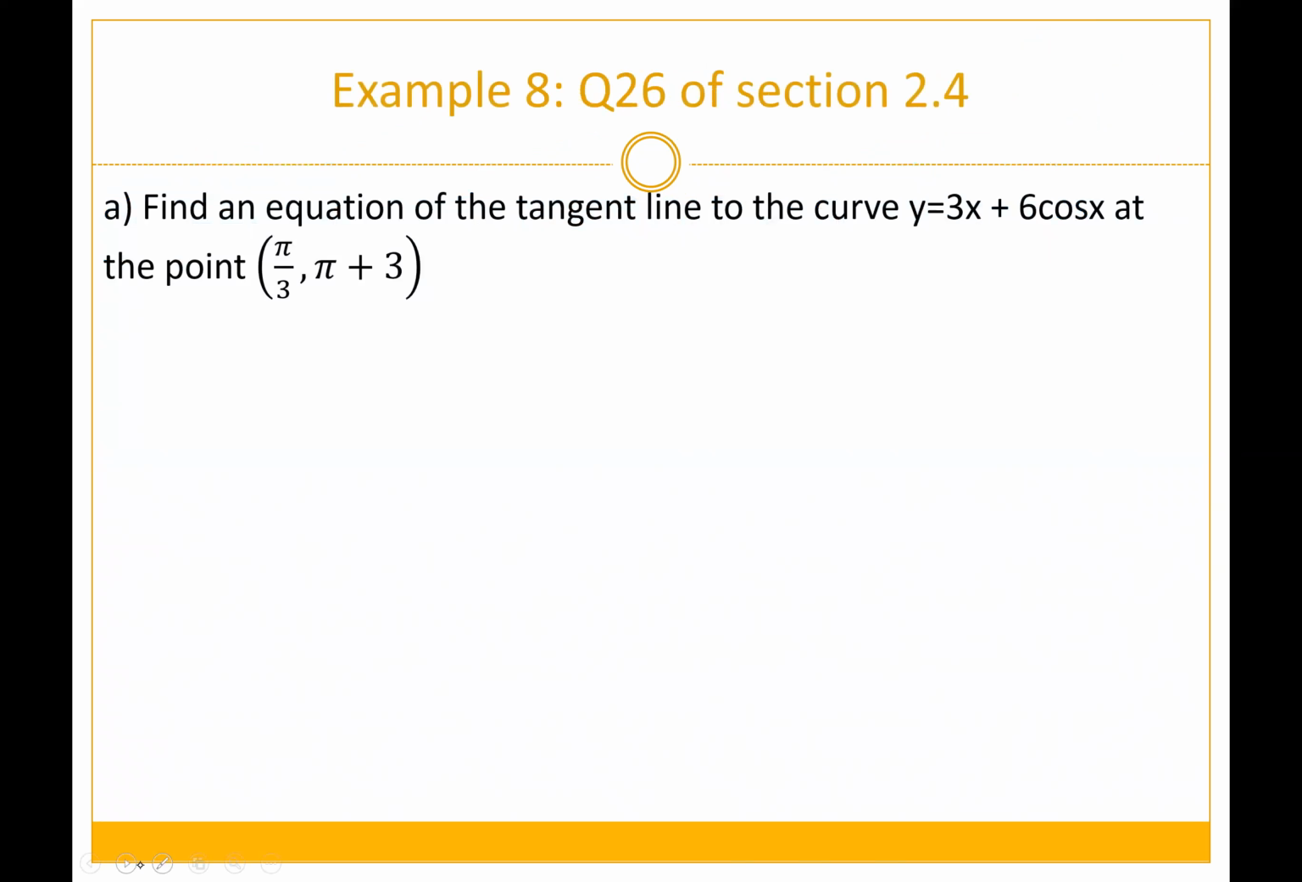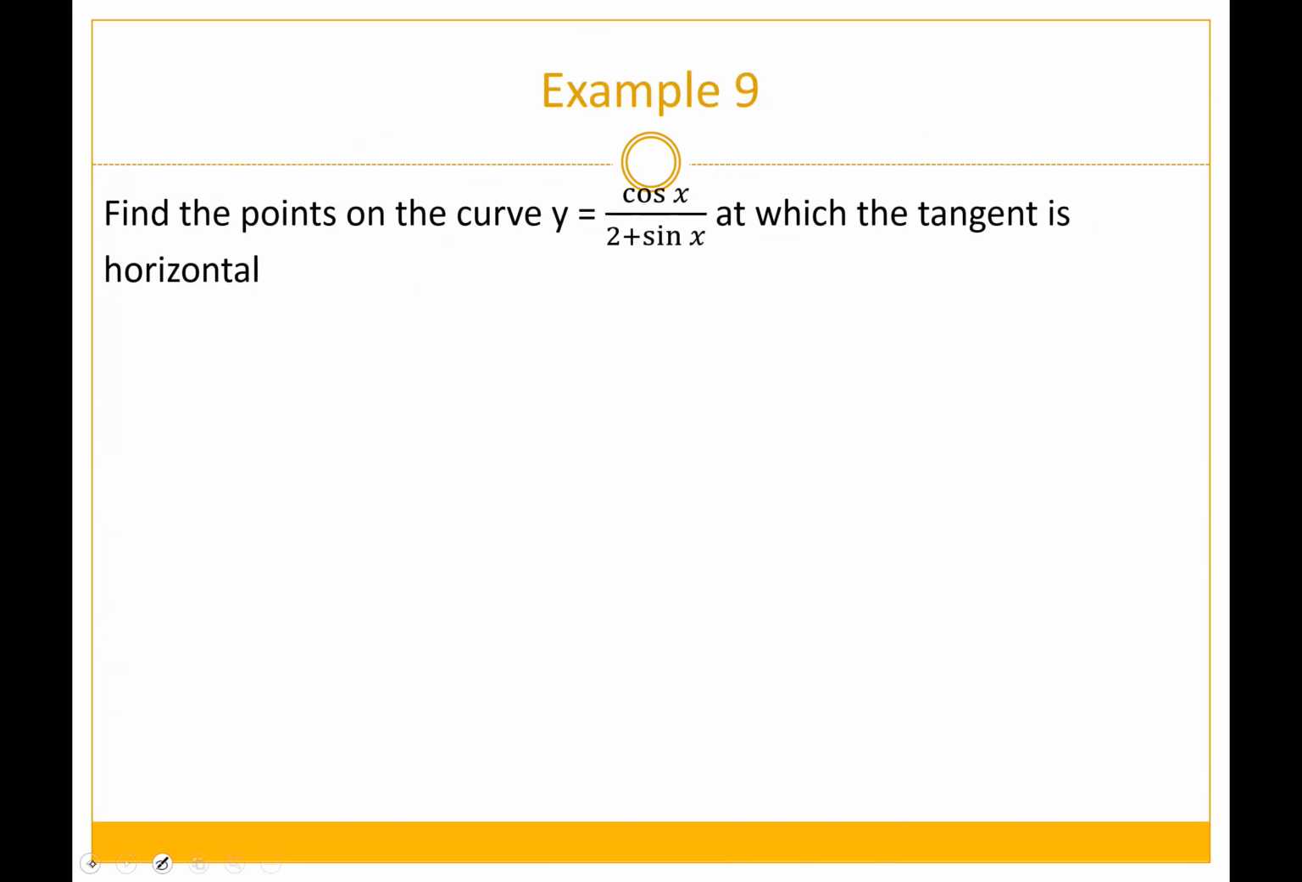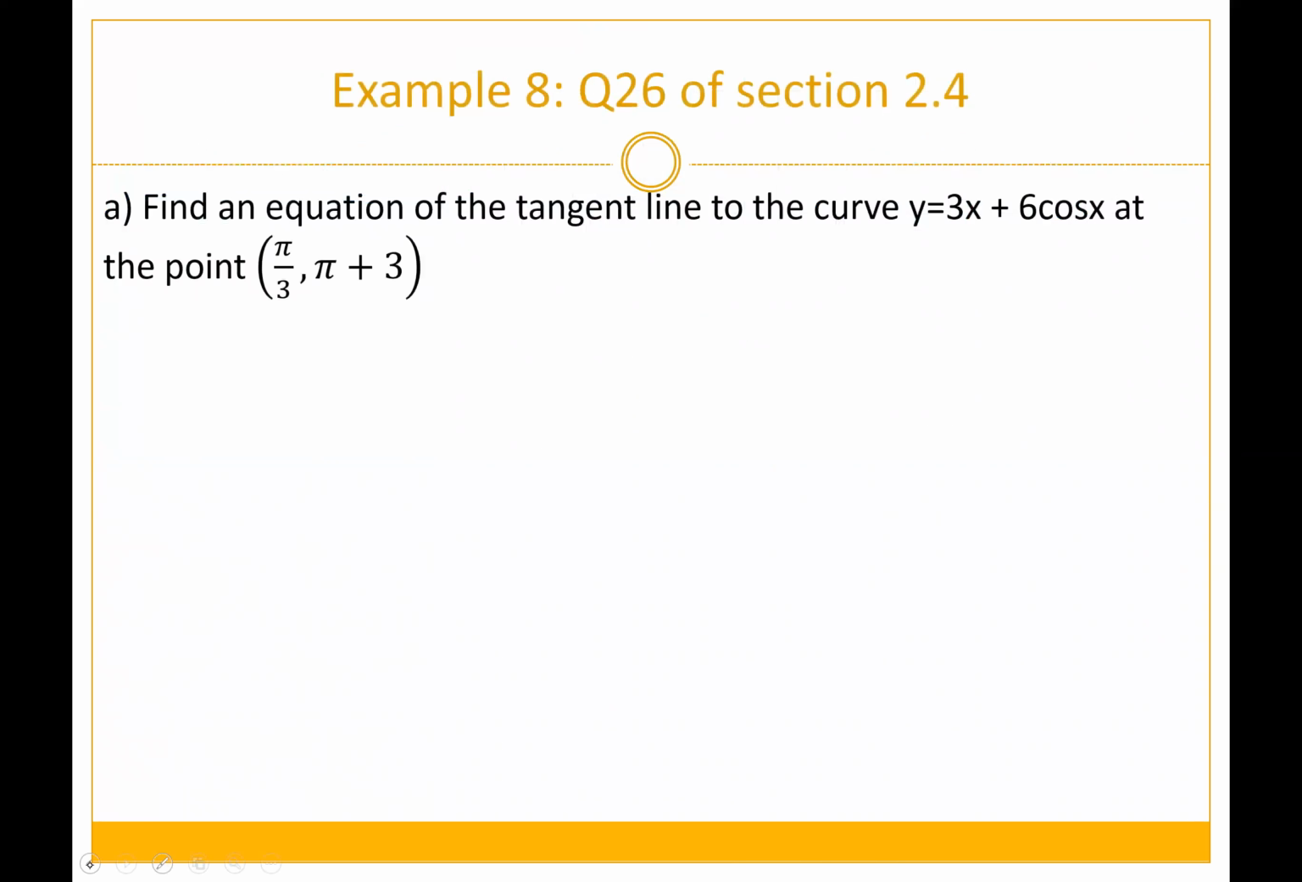Now we're going to go to examples. I remember I only have 2 examples for this, and then we have practice problems. Okay, example 8. It's question 26. It's asking us to find an equation of a tangent line to this curve, y equals 3x plus 6 cosine x, at the point pi over 3, pi plus 3.